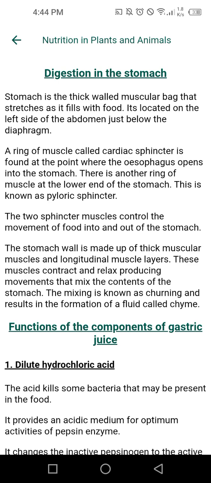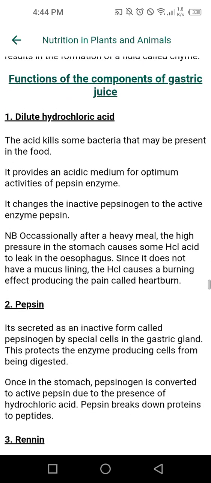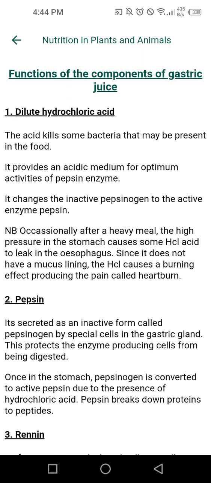Functions of the components of gastric juice. 1. Dilute hydrochloric acid. The acid kills some bacteria that may be present in the food. It provides an acidic medium for optimum activities of pepsin enzyme. It changes the inactive pepsinogen to the active enzyme pepsin. Occasionally after a heavy meal, the high pressure in the stomach causes some HCl acid to leak in the esophagus.